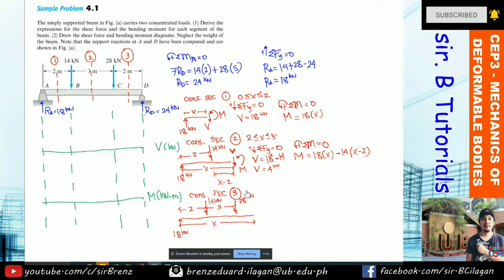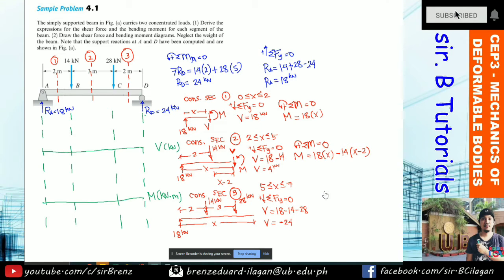So this equation is applicable for the distance of 5 hanggang sa distance na 7. Okay? So again, ganitong equation lang din yung gagawin natin. So take summation of forces ng y, assuming downward direction is positive. So we have here the force V is equals to 18 minus 14 and then minus 28. So what will be the answer here? So the answer there is 18 minus 14 minus 28. So that is negative 24.